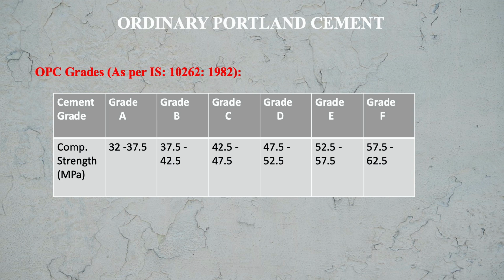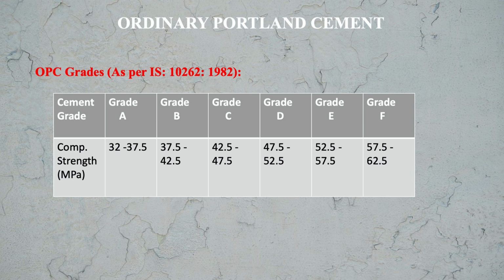Now, as per IS 10262:1982, these OPC grades are also given based upon the compressive strength of the cement, and the OPC is classified here in 6 categories: grade A, grade B, grade C, grade D, grade E, and grade F. These are the 6 grades given in IS 10262:1982.